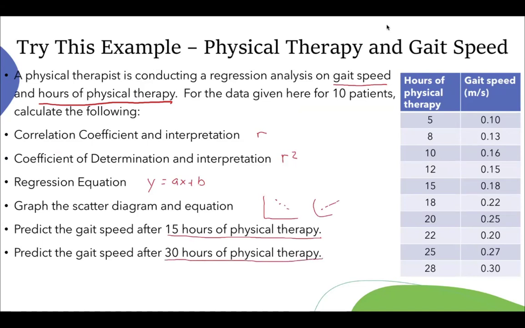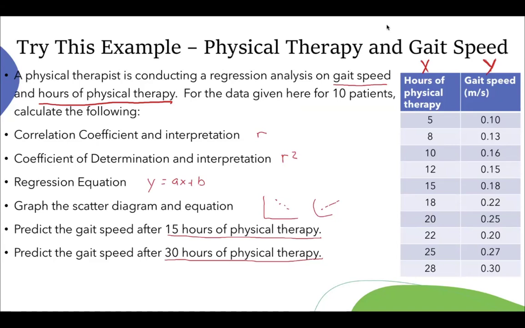So let's recognize here that the independent variable, the variable that we are trying to change, the change that we are trying to make is in gait speed, but we are trying to influence it by changing the hours of physical therapy. So hours of physical therapy is our independent variable, and that is X. Gait speed depends on hours of physical therapy, so gait speed is Y.